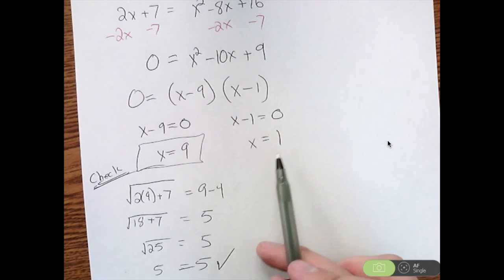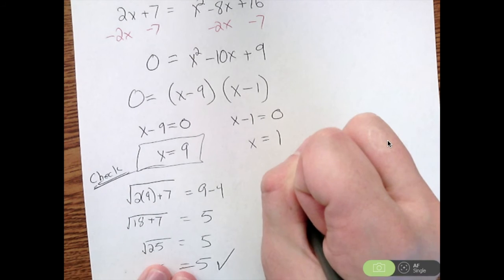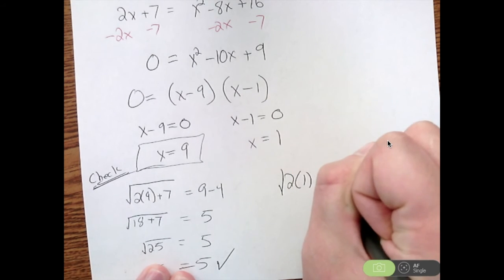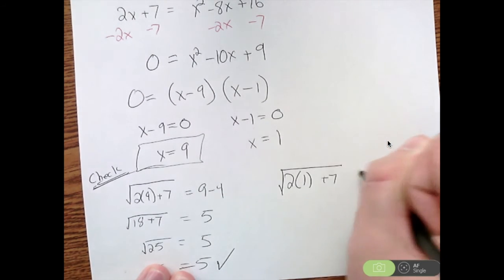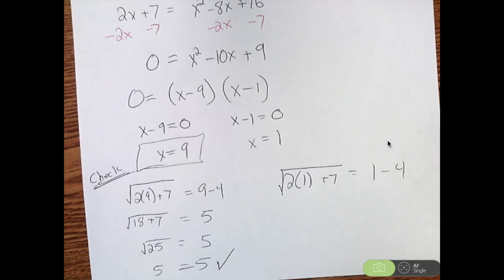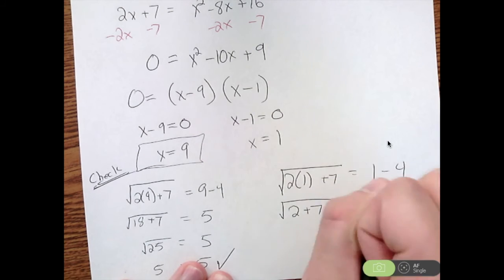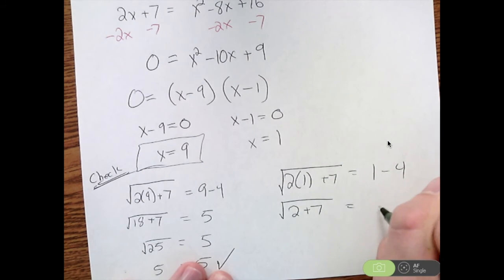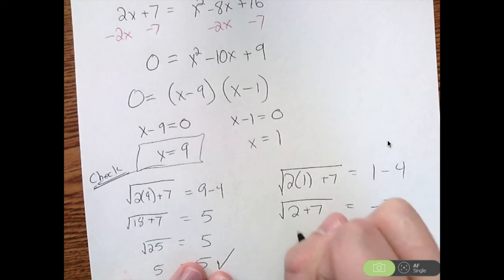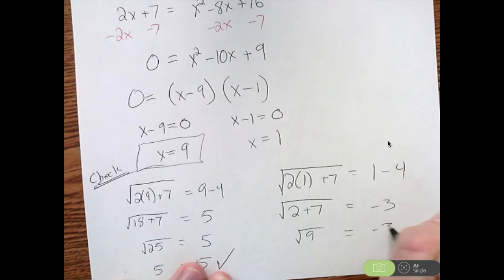Now I just need to check and make sure 1 works. Plugging that in, I'm going to have the square root of 2 times 1 plus 7 equals 1 minus 4. So I would have 2 plus 7 there. 1 minus 4 is negative 3. 2 plus 7 is 9. I'm going kind of quick here, but it's just basic math. The square root of 9 is 3. So I have 3 equals negative 3.